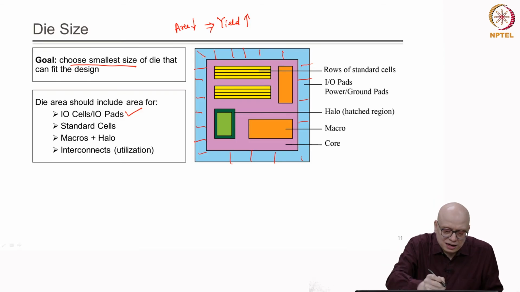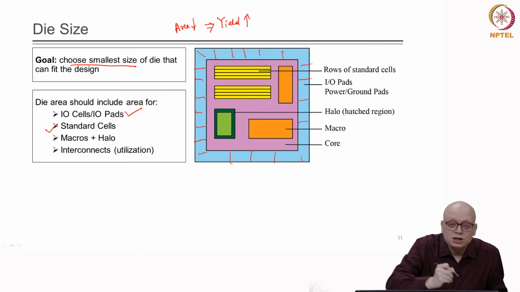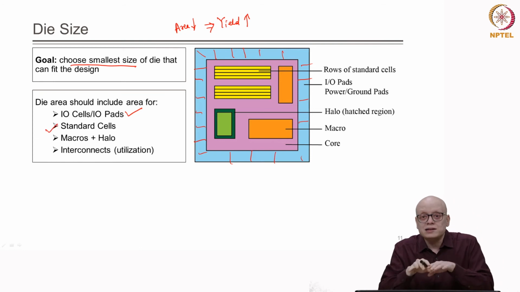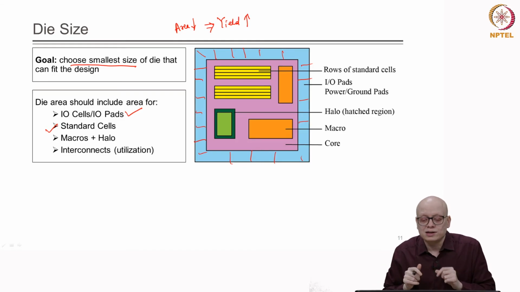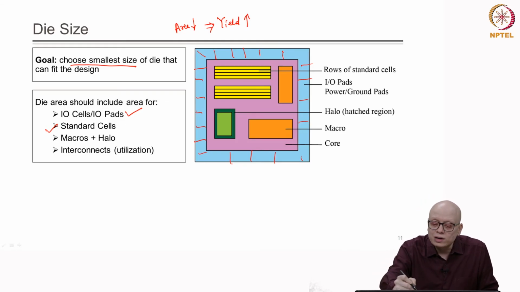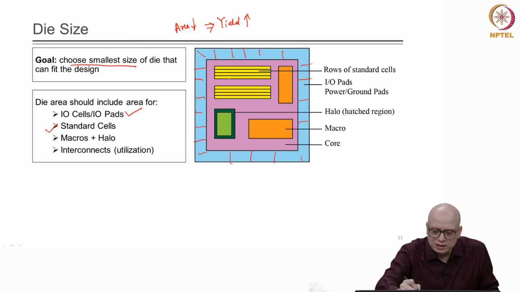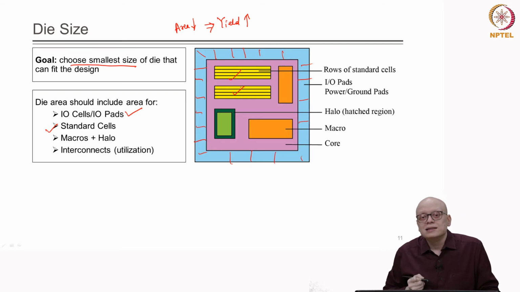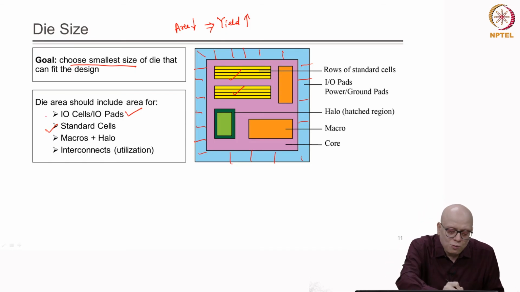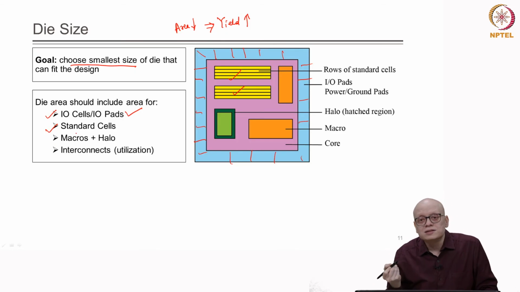Now, the other entity is the standard cells, right. The standard cells in our design must be placed on the layout. So, we must allocate space for the standard cells, and standard cells we typically put in rows. These are the rows of standard cells that we need to allocate space for. Now, what should be the area of this space?